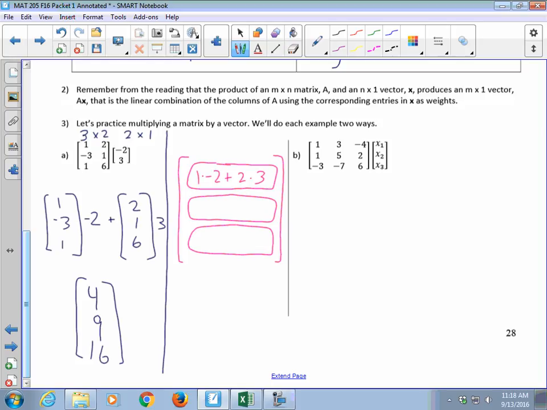And then you go to the second row of the matrix and do the same thing. So the -3, 1, you dot product with -2, 3. So you have -3 times -2 plus 1 times 3. And then you do it for the third row. 1, 6 dotted with -2, 3. So you have 1 times -2 plus 6 times 3. And when you simplify this, you get 4, 9, 16.